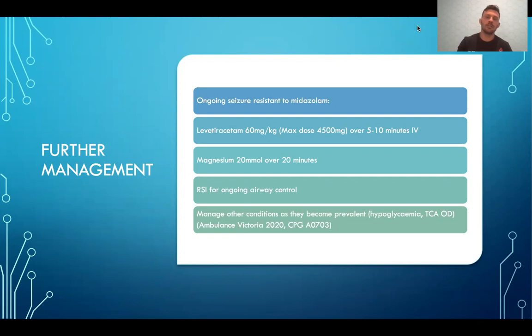And then we're going to manage all of the other conditions as they become prevalent. So our hypoglycemia, we can manage with IV 10% dextrose. The TCA overdose, we can look at our sodium bicarb for that, and just manage the conditions as they arise.